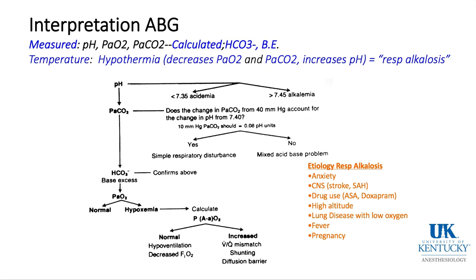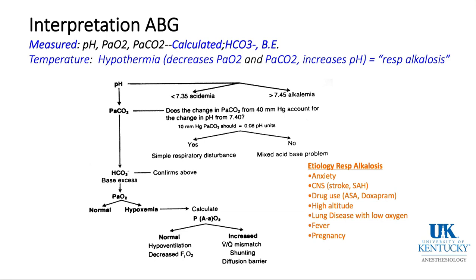The next topic is interpretation of arterial blood gases as a key word. One of the key words was related to when you send off a blood gas, what is measured and what is actually calculated from that specimen. Now, what is measured is pH, the PaO2, and the PaCO2, but from that is calculated bicarbonate and base excess.